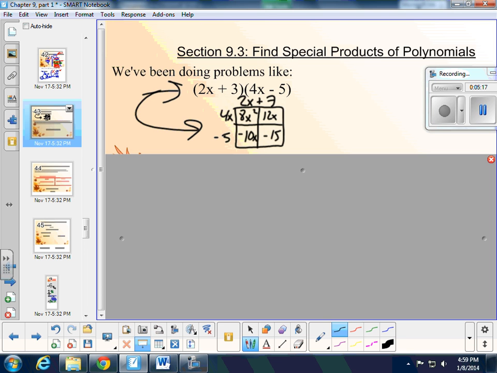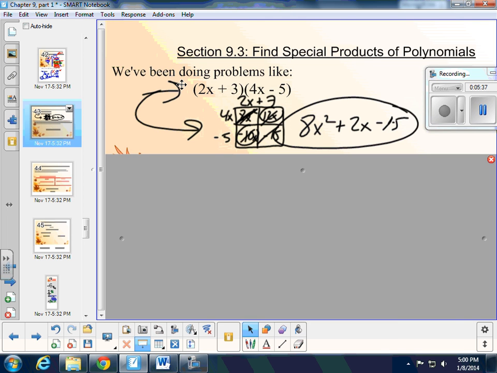8x squared from this top left square. And then from these next two, I'll get 12x minus 10x. Those are my like terms. I can combine those and just get positive 2x. And then minus 15. So here's what I get if I multiply that out using FOIL or table method.